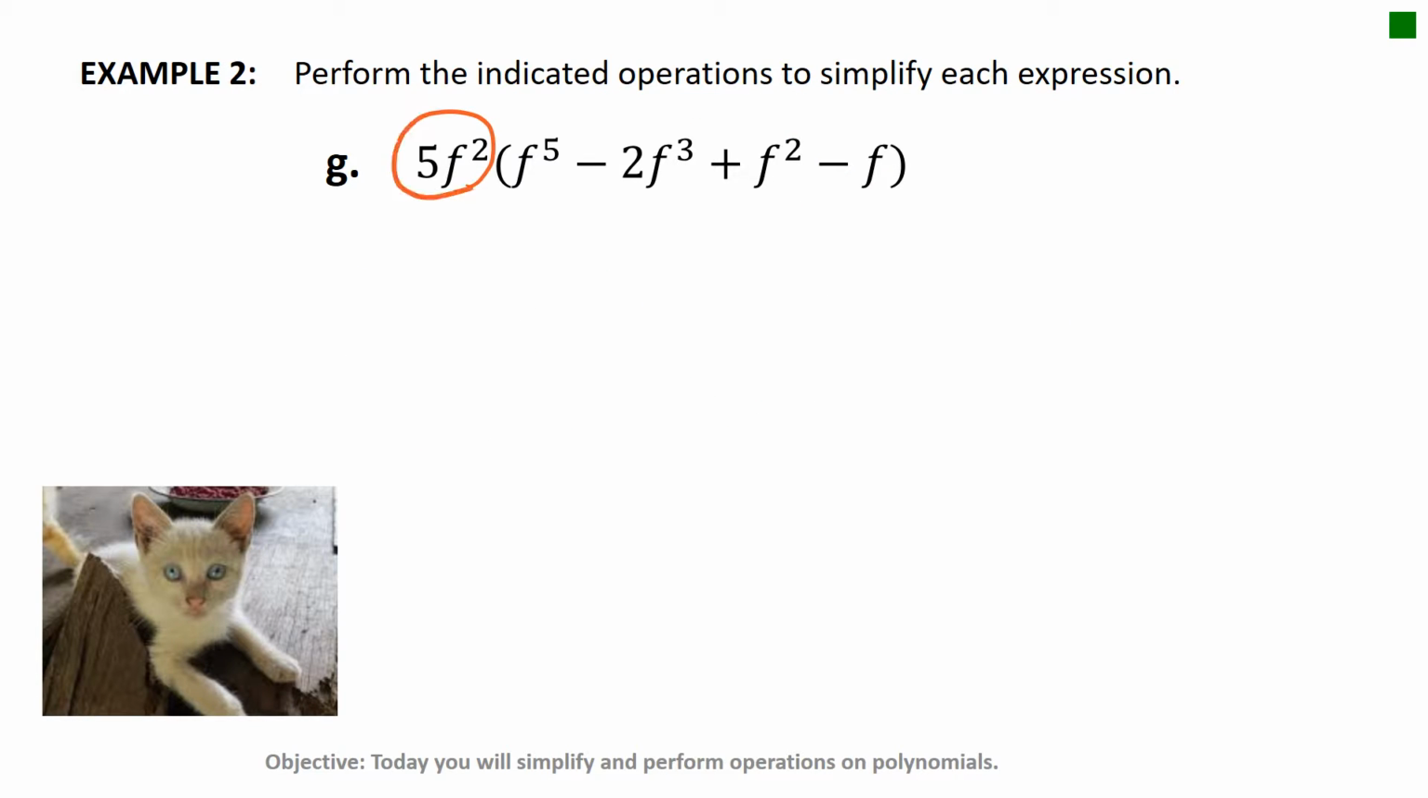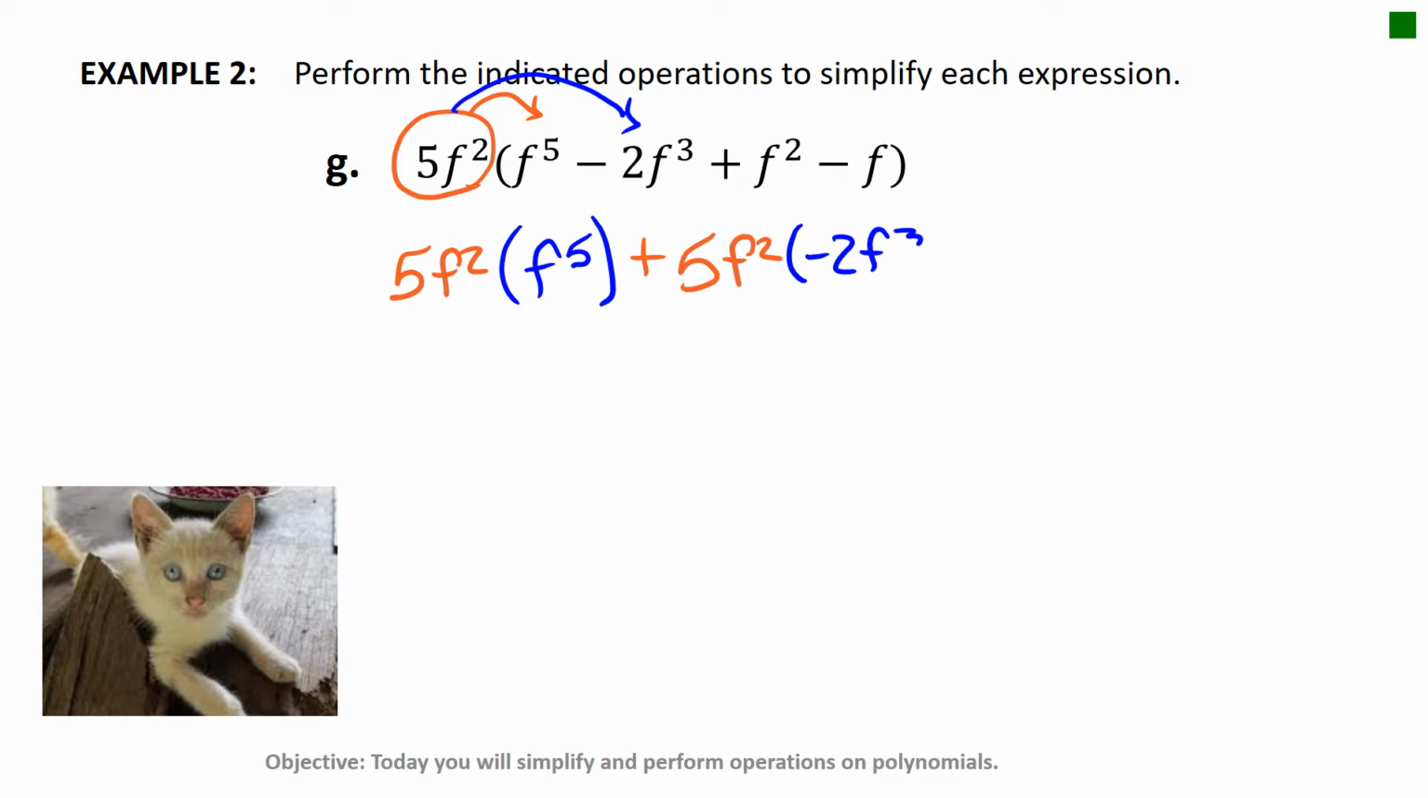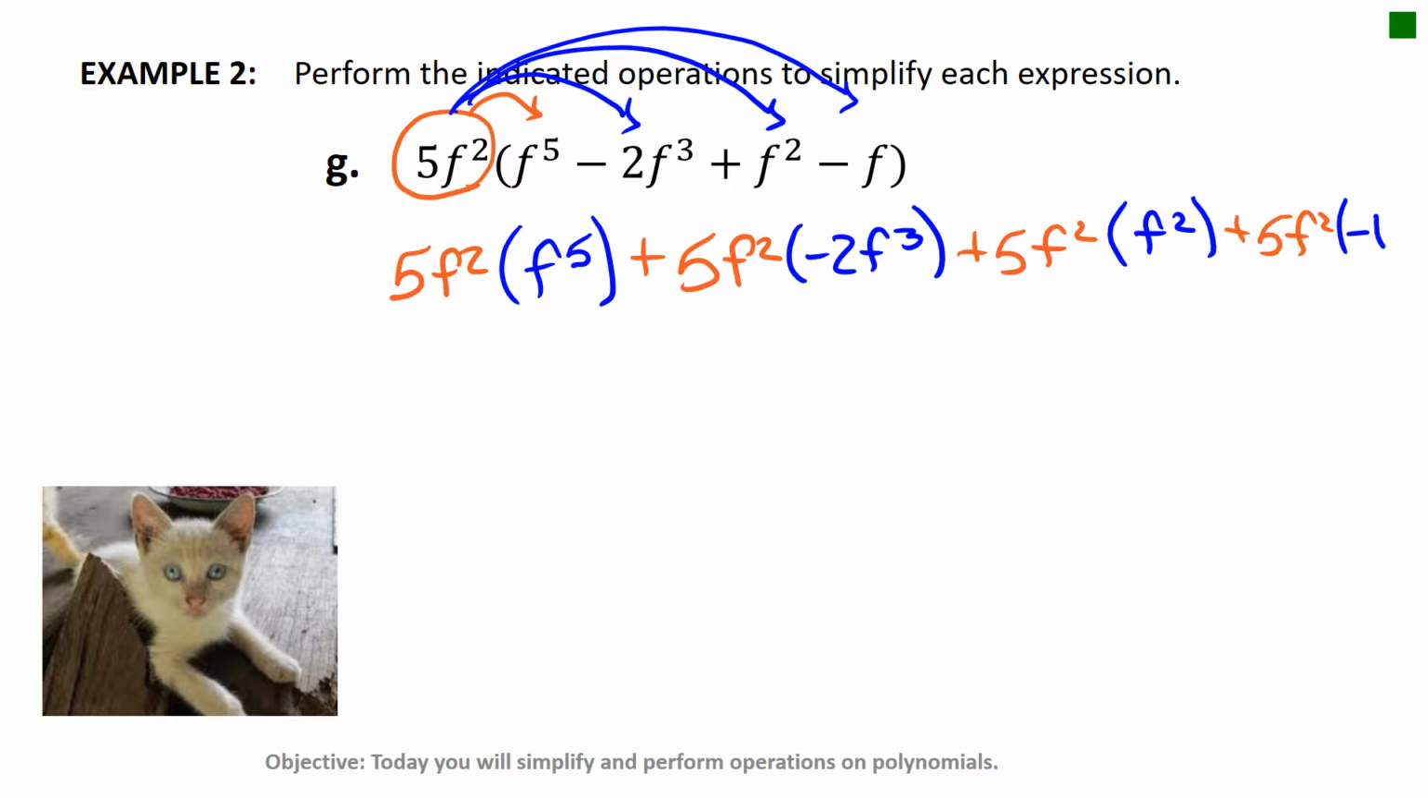Okay, here's our monomial that we're going to distribute. So we're taking 5f squared. Look at this guy. He's so calm. He goes, you got this. We know how to do this, guys. We're machines. Plus, we're taking that 5f squared and giving it now to negative 2f cubed. Plus, we're taking that 5f squared and distributing or giving it to f squared. Plus, we're taking that 5f squared and giving it to the negative 1f. Remember, if there's no number, you're going to put a 1.